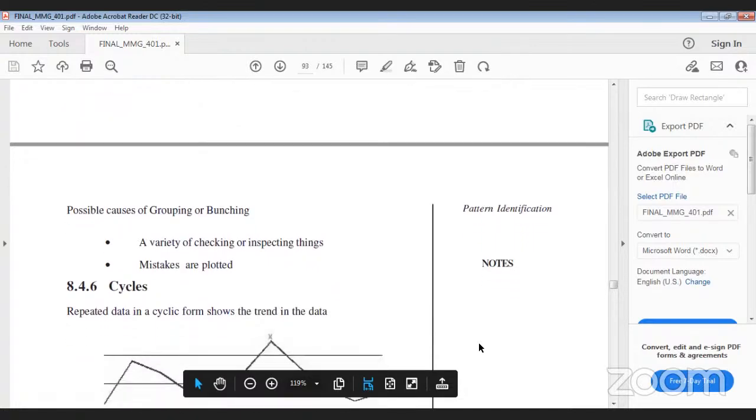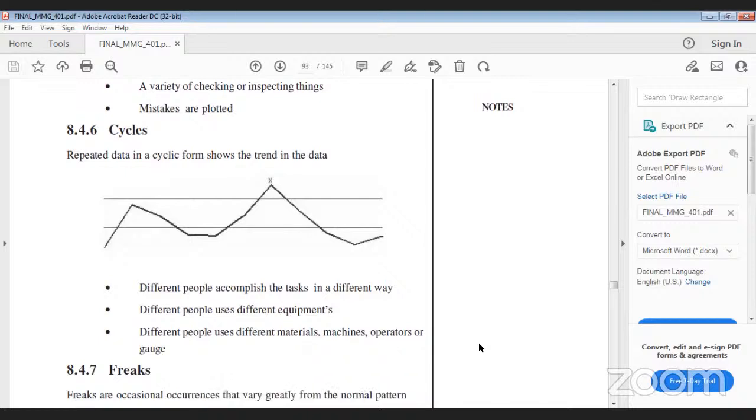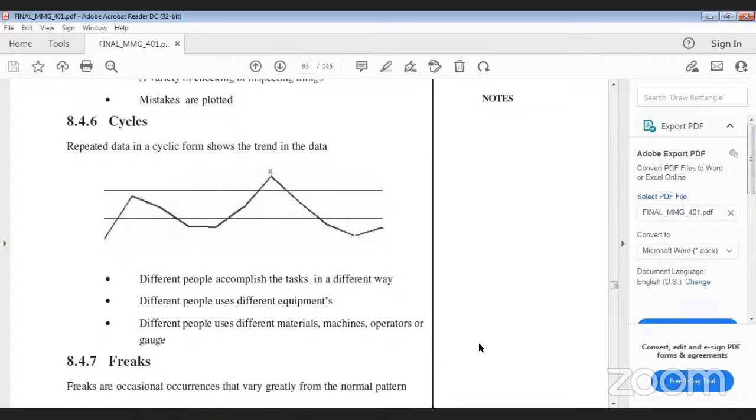Then second is cycles here. Cycles repeat the data in cyclic form and show the trend in the data here. Here are some 3 points about cycle data. Different people accomplish it in different ways. Different people use different equipment, and different people use different materials, machines, operations and gadgets also here.